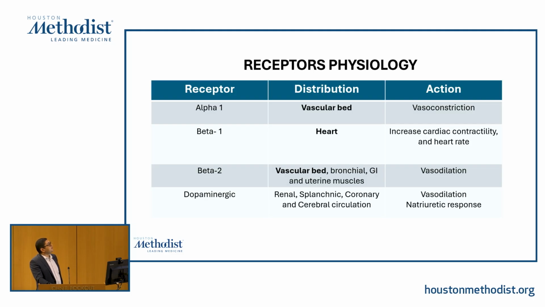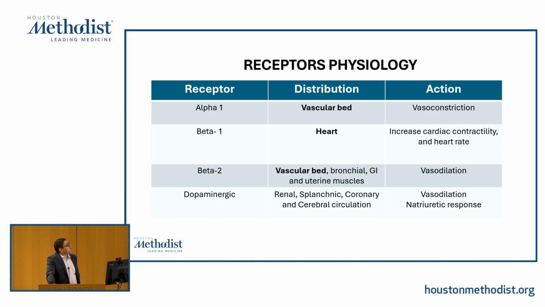So we're going to talk about the management. I just want to give a reminder for all of you, probably you know about this. These are the main receptors that we're going to manipulate in cardiogenic shock in order to improve the contractility and improve the blood pressure. So alpha receptors, we know it's in the vascular bed, and it's going to give you vasoconstriction when you stimulate alpha.